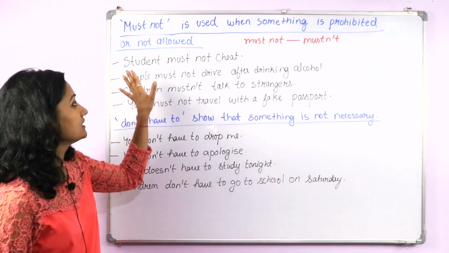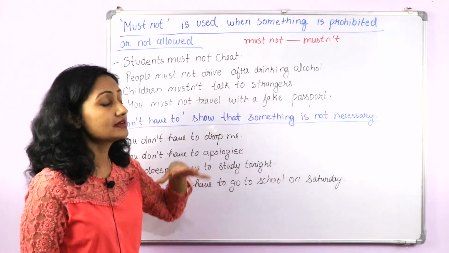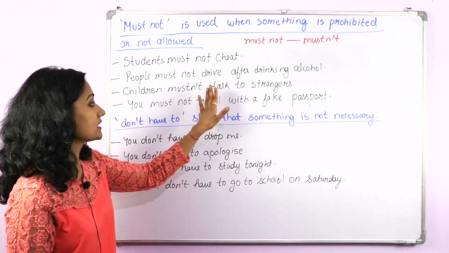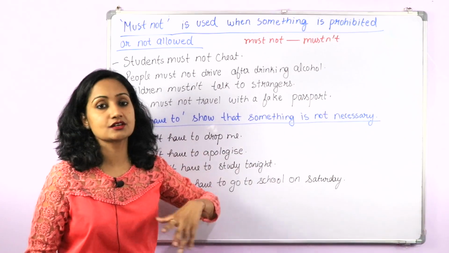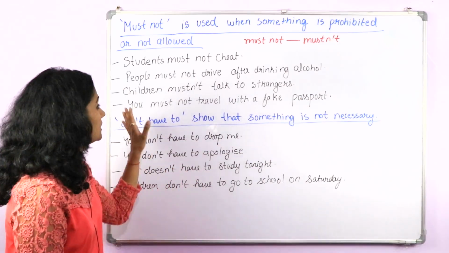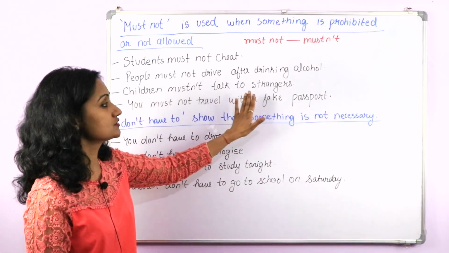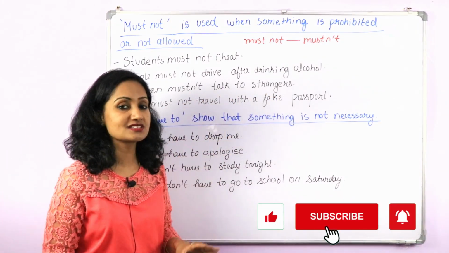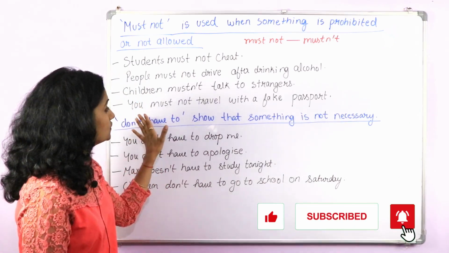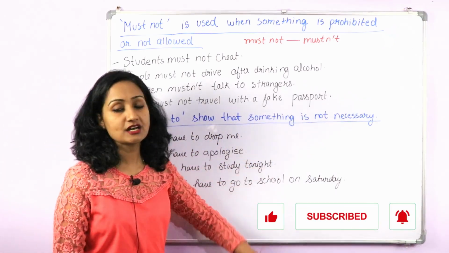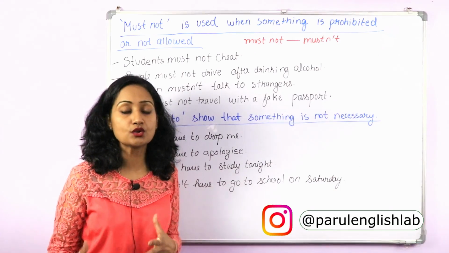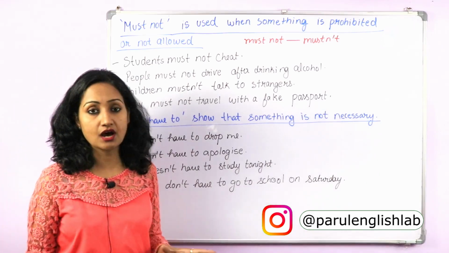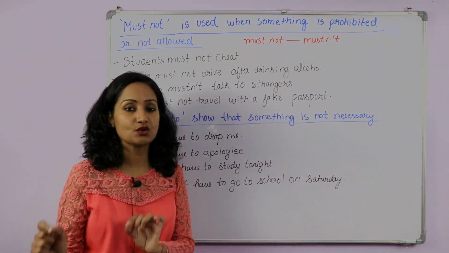For example, students must not cheat. It's not allowed. It's prohibited. People must not drive after drinking alcohol. It's a crime. It's not allowed. Children must not talk to strangers, or children mustn't talk to strangers. It's not allowed. You must not travel with a fake passport. It's a crime. It's against the law. So whenever something is prohibited or not allowed, you can use must not.